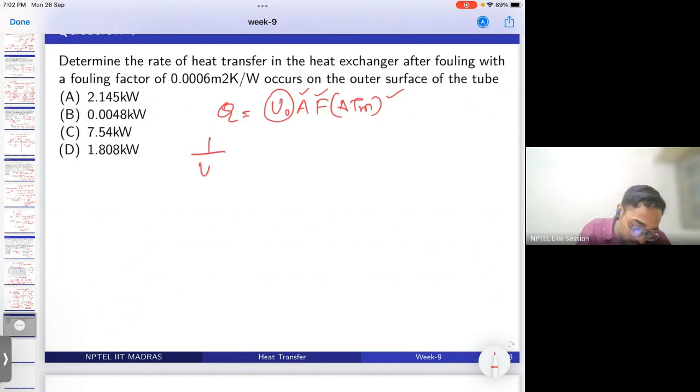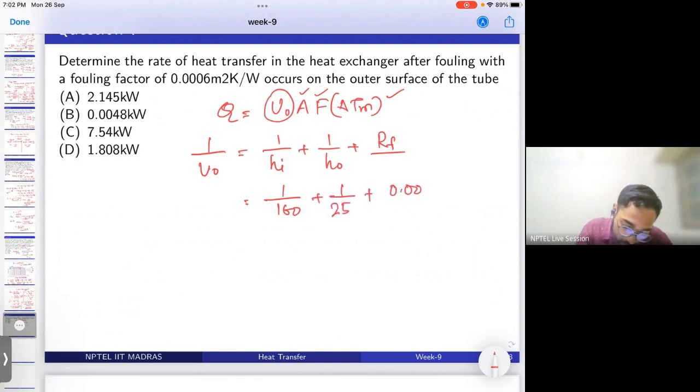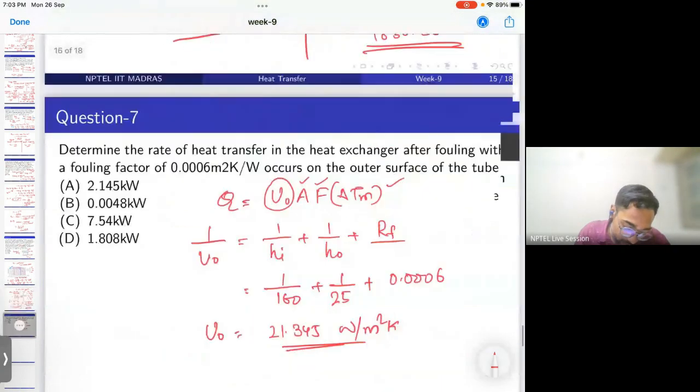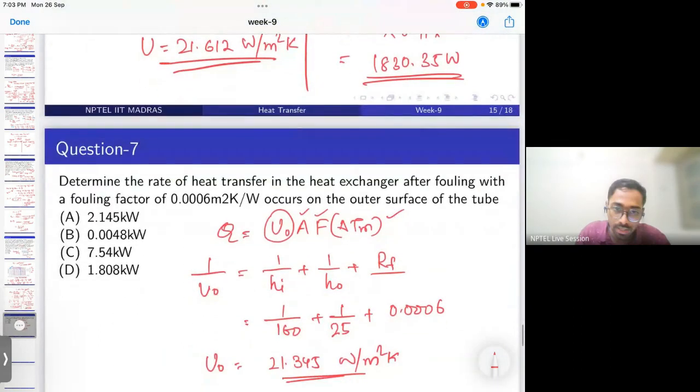So we need to find out what is U0, which is equal to 1 by Hi plus 1 by Ho plus Rf. So 1 by Hi 160 plus 1 by Ho 25 plus 0.0006. So if we work it out, U0 becomes 21.345 watts per meter square Kelvin. So you can see there is a slight reduction in the heat transfer coefficient.